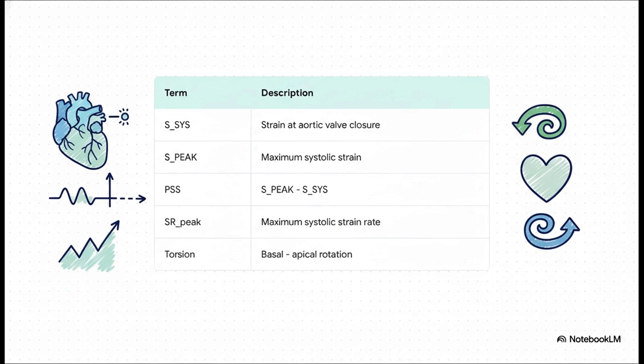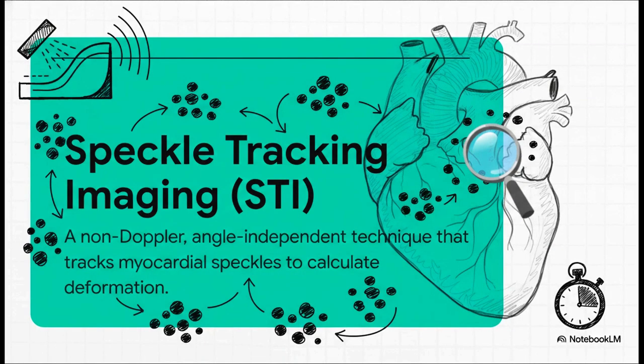Now, to really understand these graphs, we have to be specific with our terms. This table really helps. End systolic strain is the amount of deformation at the exact moment the aortic valve closes. Peak strain is the absolute maximum squeeze, which, as we saw, can happen just after the valve closes. That difference between the two, that's your post-systolic strain. We also look at the peak strain rate and, of course, torsion, that ringing motion of the heart we talked about.